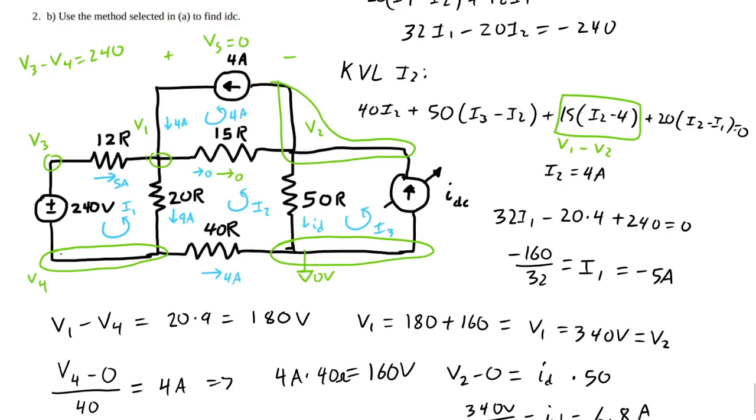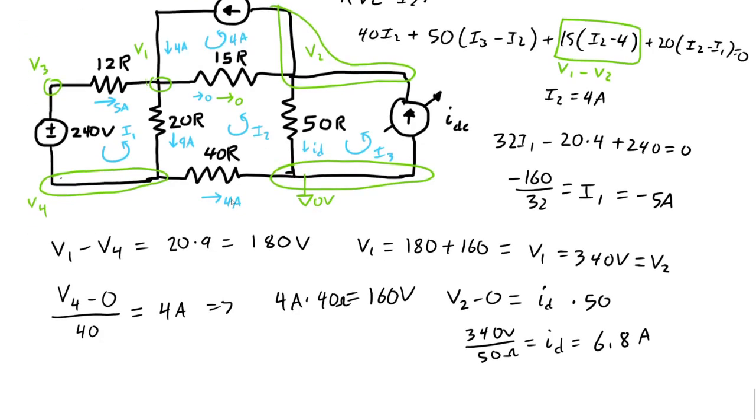And now we're going to do one more KCL. We have 4 amps leaving and 6.8 amps leaving. And here is IDC. So IDC is going to equal ID plus 4, which means that IDC equals 10.8 amperes.